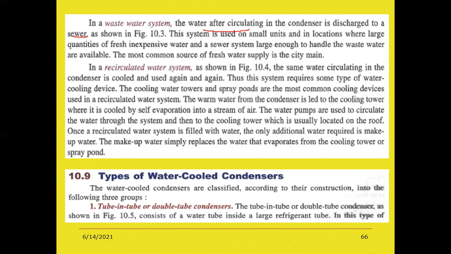Next, coming to the recirculated water system. Here the same water circulating in the condenser is cooled and used again and again. How is it used again and again? Here the system requires some type of water cooling device.